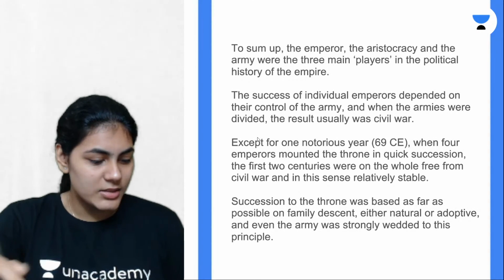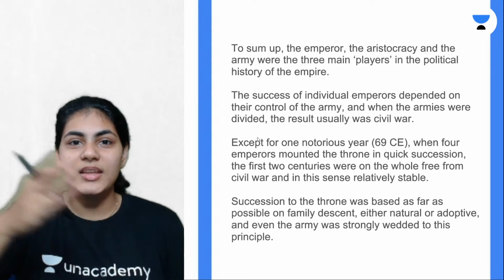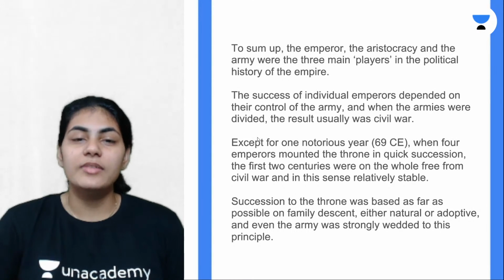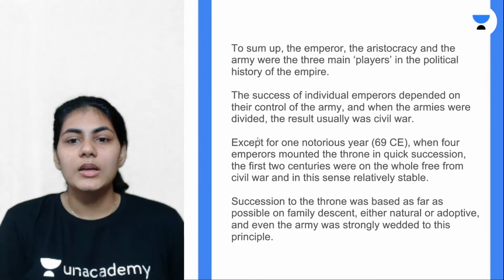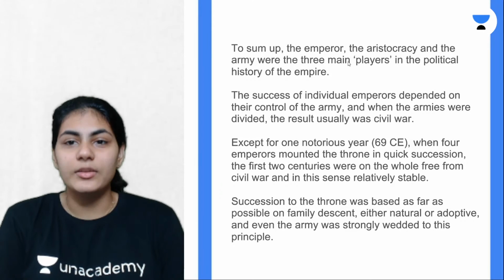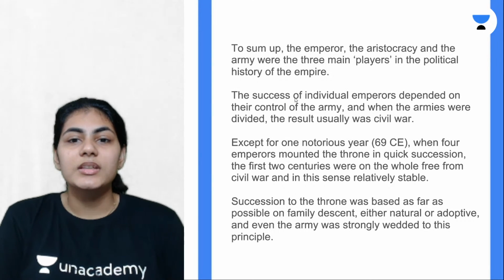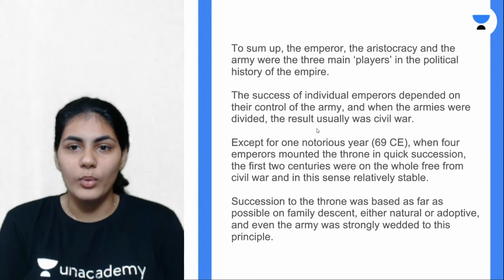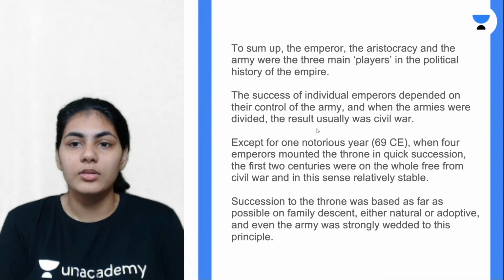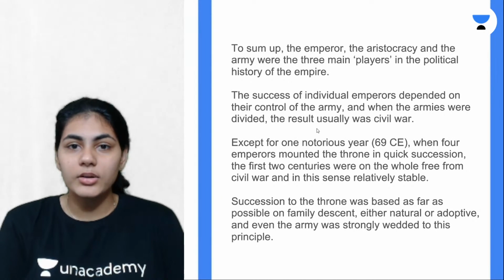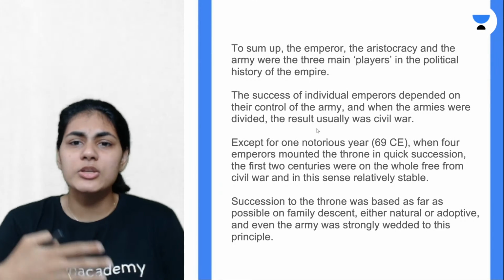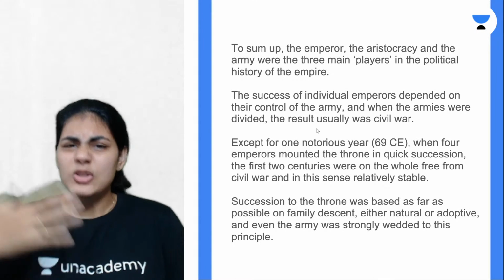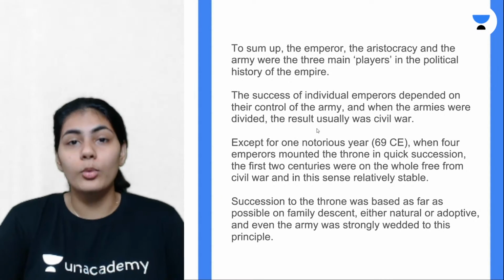So those are the 3 important wings, which are the emperor, the aristocrats, and the Roman army, which were very important back in the Roman Empire. To sum this up, these 3 are the main players. And the success of an individual emperor depended on the control of the army. If he's efficient enough to manage the army well, then he'll be considered a successful emperor. But if the army is not satisfied, then they'll break out in mutiny. There'll be so much unrest. This will lead to civil war, so much chaos in the empire, which obviously no one wants.